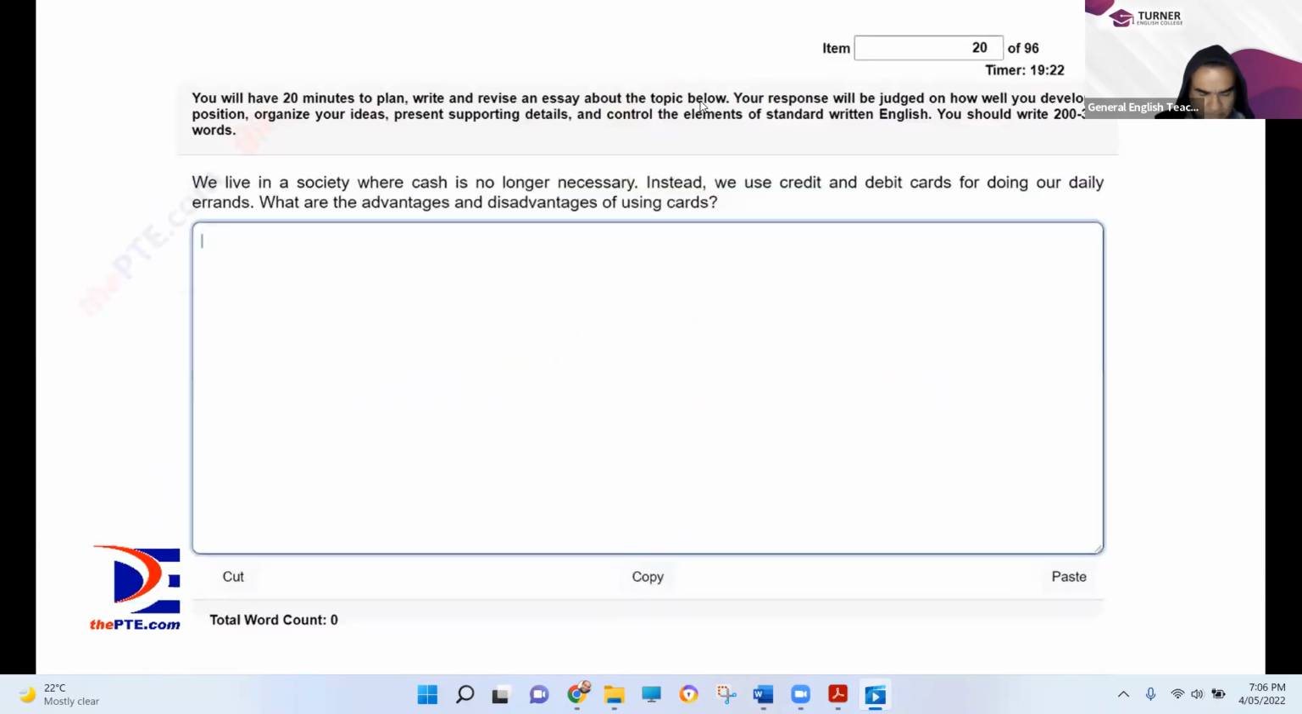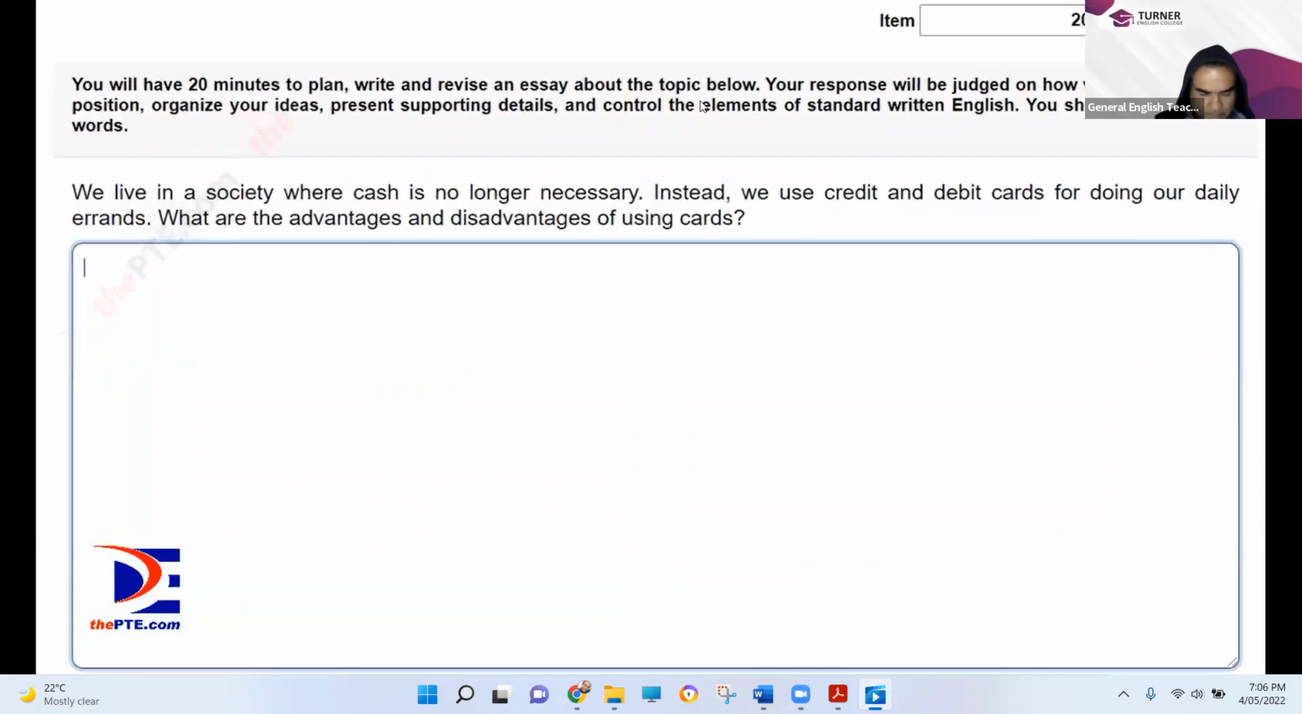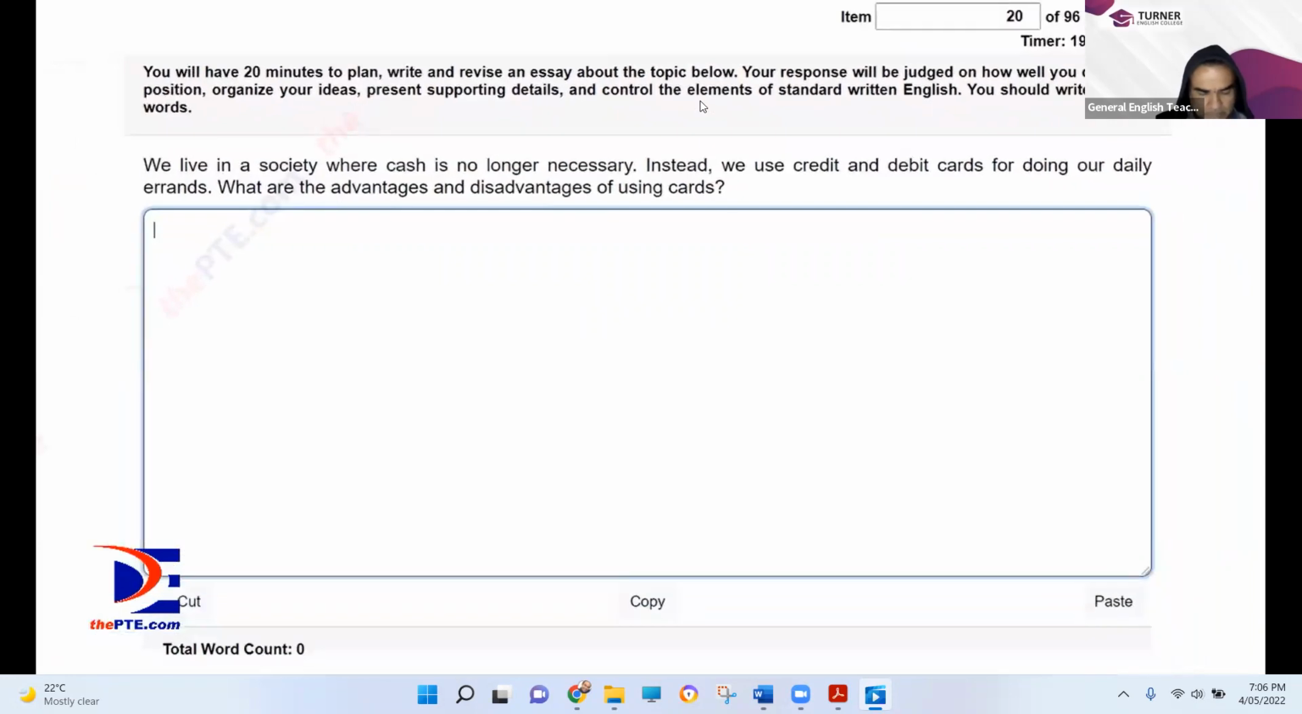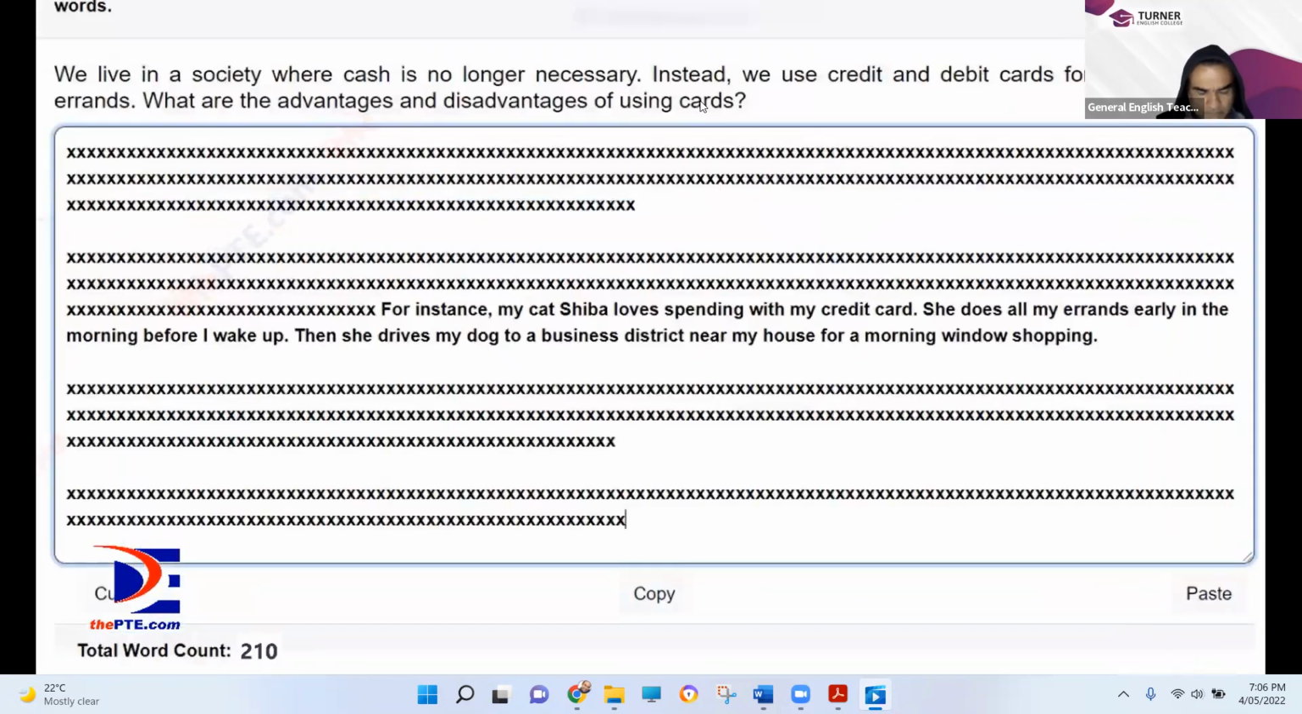Let me give you an example to clarify this. Imagine your essay topic is about shopping with credit cards, and you write the following sentences as an example for developing your idea 1. For instance, my cat Sheba loves spending with my credit card. She does all my errands early in the morning before I wake up. Then she drives my dog to a business district near my house for a morning window shopping.